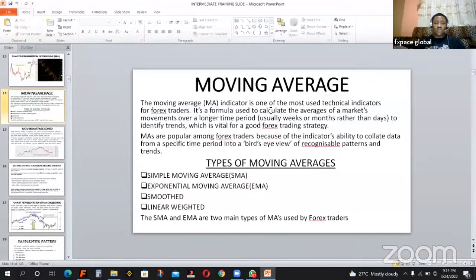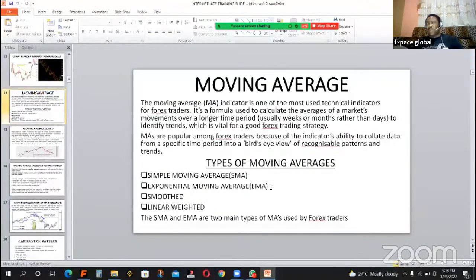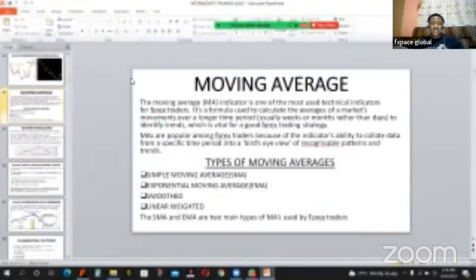That's what the system does for you with the simple moving average. Then we have the exponential moving average. What it does is add weight to the current price. Now, when we talk about the moving average, price moves. This price we are seeing here, it moves.